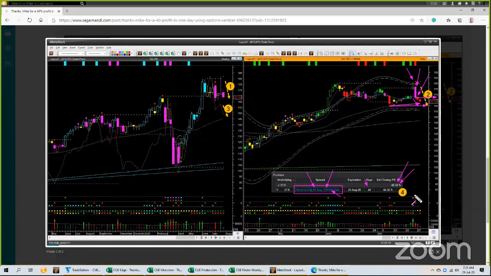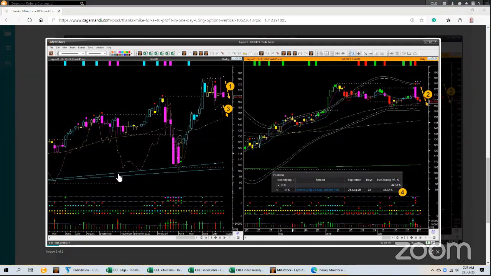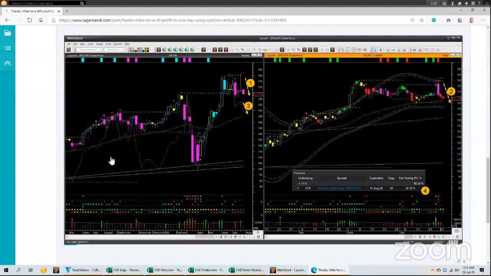Usually, you may consider booking profit in a vertical when it has 50% profit. That is a thumb rule that many people use. In this case, I could book at 40% plus as well. That was a very profitable trade and it was in a non-defensive area short trade.